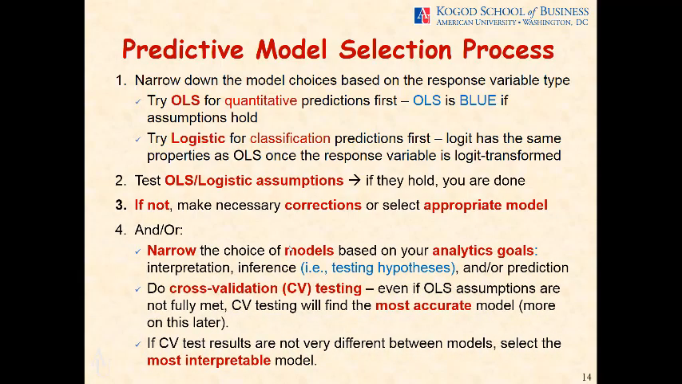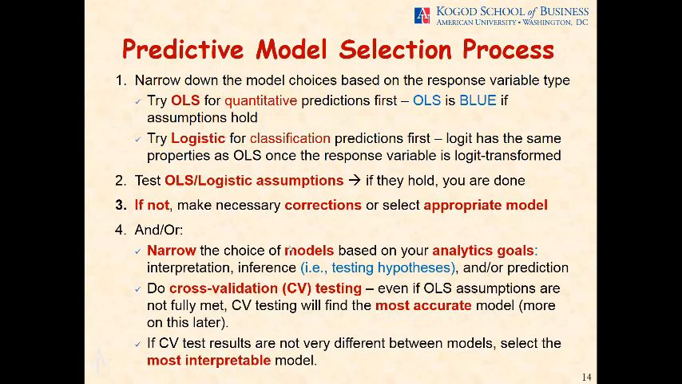Then another thing we can do is, depending on our analytic modeling goals, if for example we're interested in just predictive accuracy, we're not too interested in interpretation, then we can do some cross-validation testing. And if the OLS model gives the best cross-validation testing results, even if some OLS assumptions don't hold, it may still be the most accurate model. So in the absence of better models, sometimes we go with OLS. We're going to talk about cross-validation at length later on in the semester.